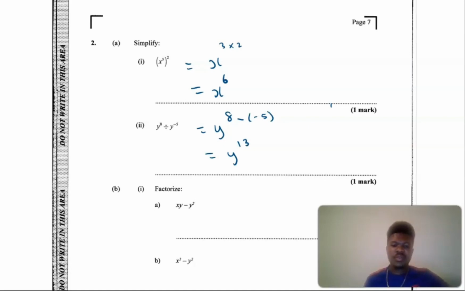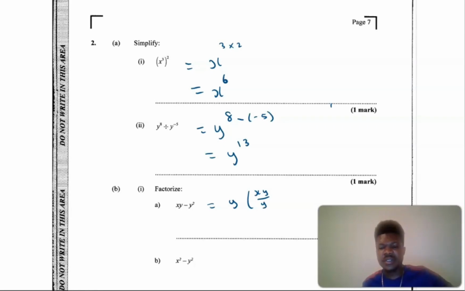Then the second question, part B, says factorize xy minus y squared. When we're factorizing, we're basically dividing. So we're seeing what's the common factor, highest common factor for both of these terms. In this case, it's y. So we're going to have y. So we're basically saying xy divided by y.